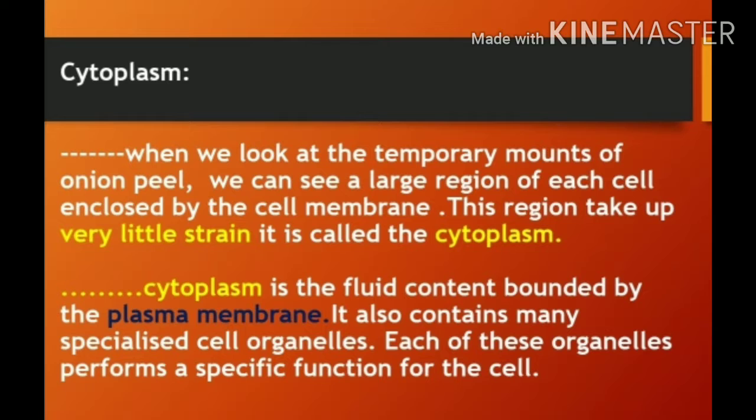Okay. Now let us see, when we look at the temporary mounds of onion peel, we can see that a large portion of each cell is enclosed by the cell membrane, and the region which will take up very little stain during the staining process is nothing but cytoplasm.